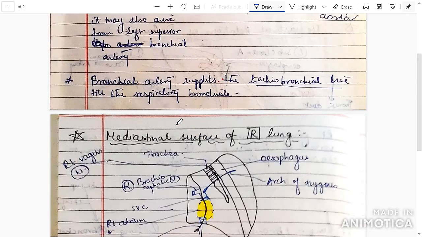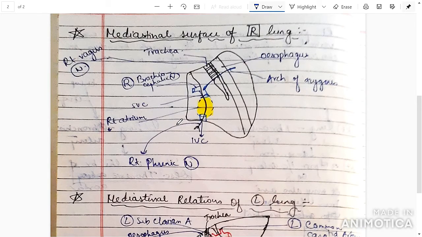So next is the mediastinal surface: the mediastinal surface of the right lung and the mediastinal surface of the left lung. It is a most important topic, and you may get a 4 marks question on it.